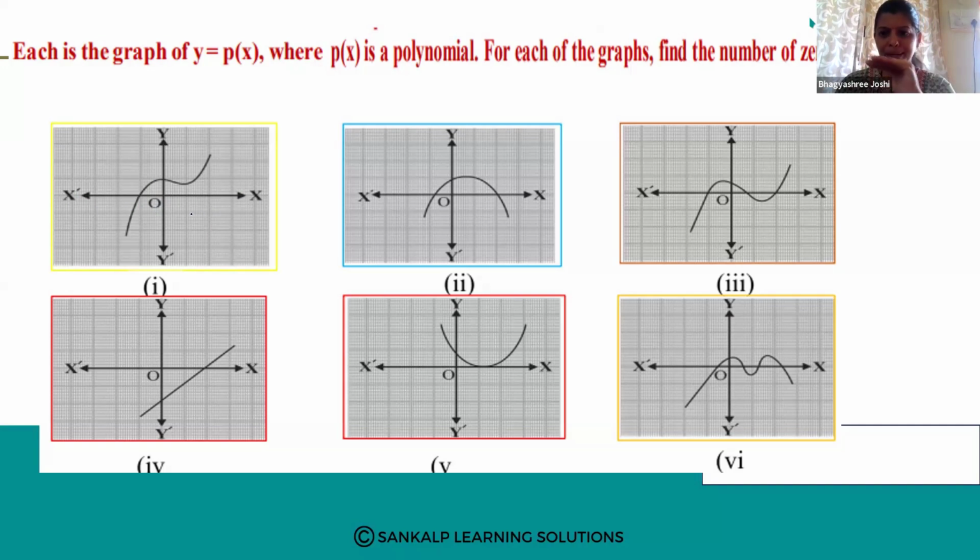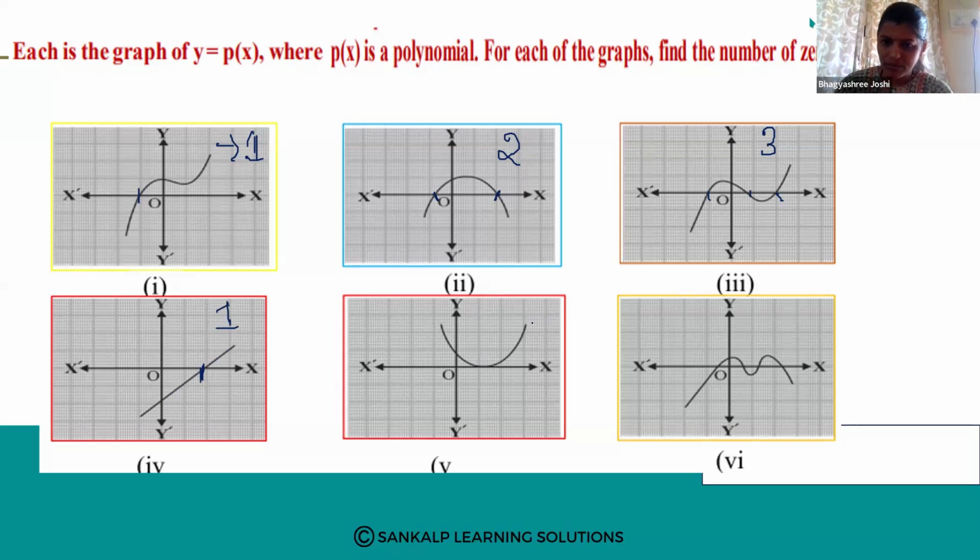How many times is it intersecting or touching the x-axis? That means only one time. See here. That means it has only one zero, right? Here, two zeros, right? Two times it is intersecting the x-axis, so it has two zeros. In this graph, it has 1, 2, and 3, so 3 zeros. Next, here, how many times is it intersecting the x-axis? I am telling x-axis, not y-axis. This line is intersecting the y-axis also, but we consider only the x-axis. Only one time it is intersecting, so it has only one zero.